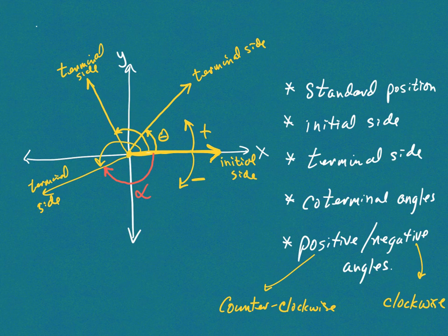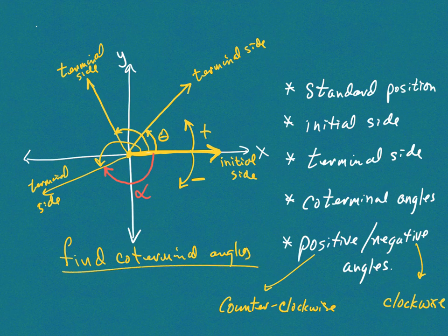And what I'm going to ask you to do on some example problems is to find some coterminal angles. When we ask you to find coterminal angles, what we're going to ask you to do is add or subtract 360 degrees. I hope that makes sense. 360 degrees is a complete rotation, all the way around.